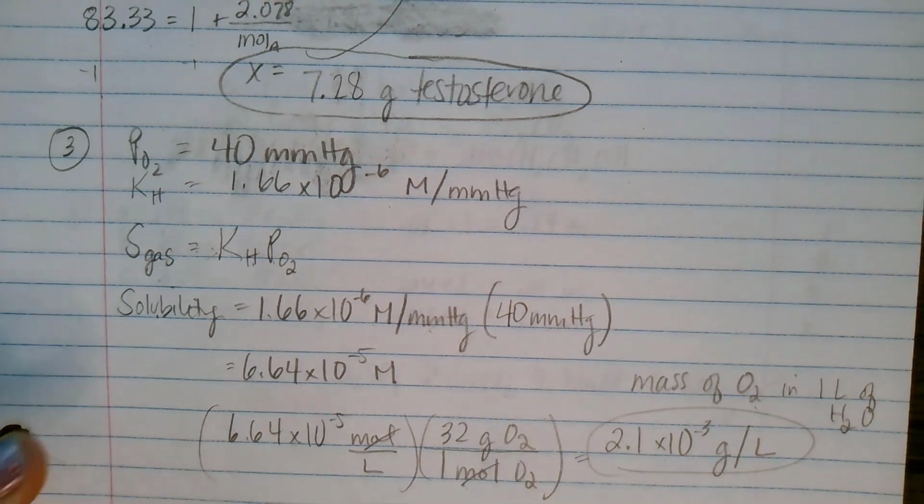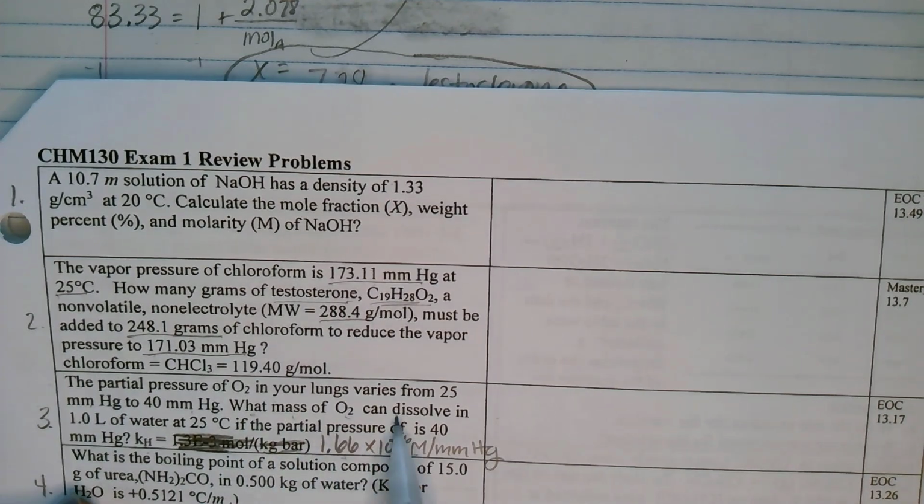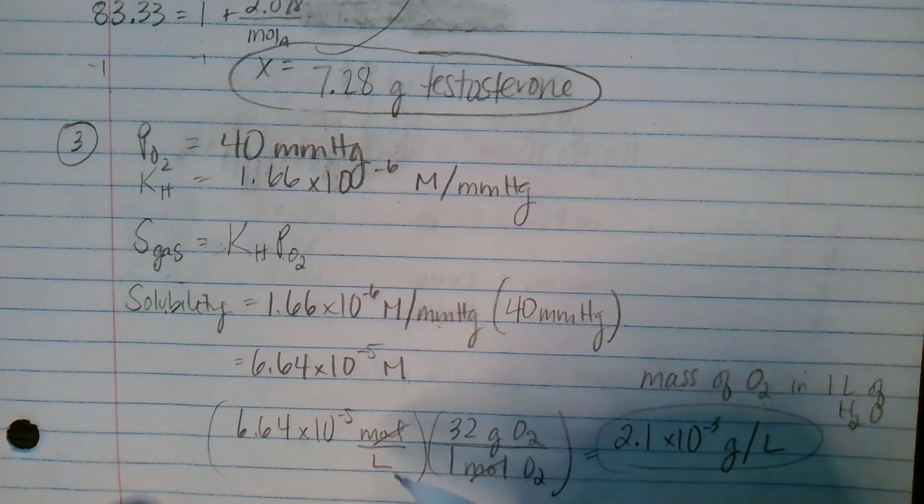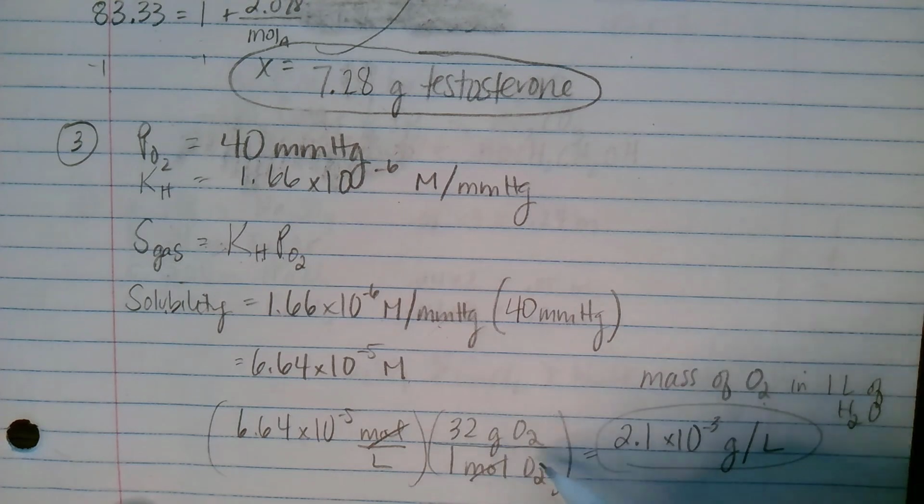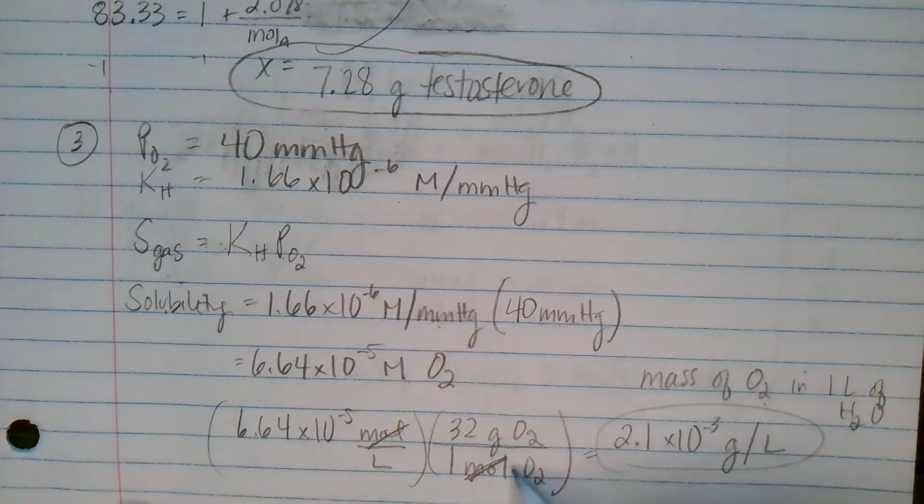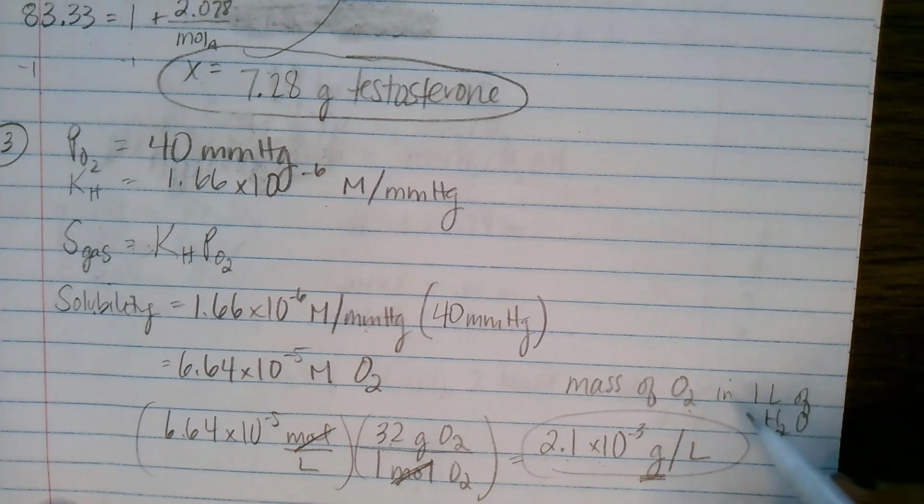Now we want to know what mass of oxygen can dissolve in 1 liter of water. So remember, molarity is moles per liter. Well, I can get rid of moles. We know this is for O2. So 1 mole of O2 is 32 grams of O2, leaving me with 2.1 times 10 to the negative 3 grams of oxygen in 1 liter.